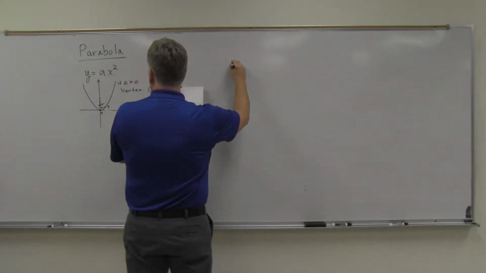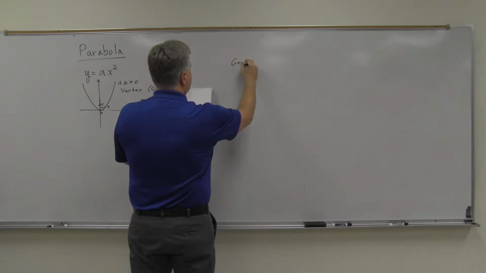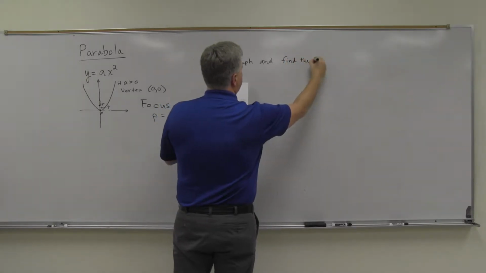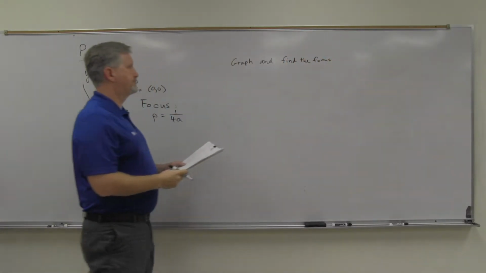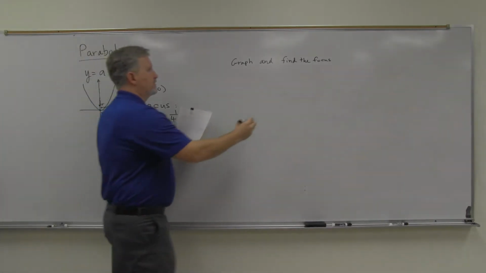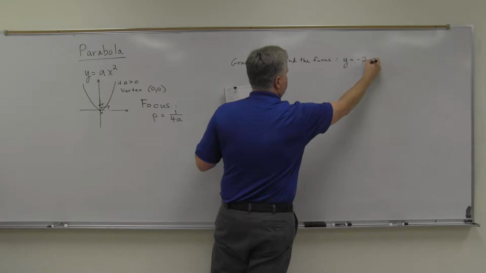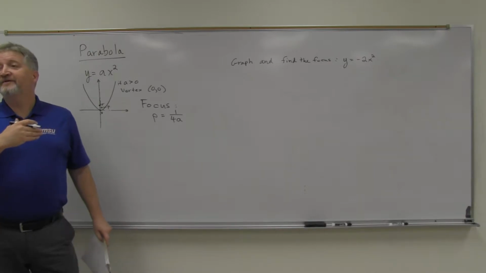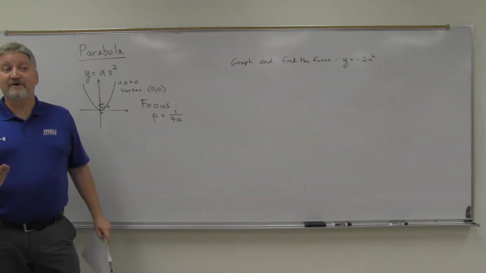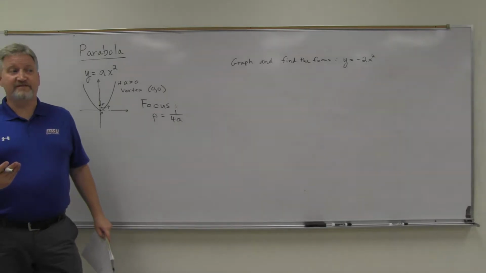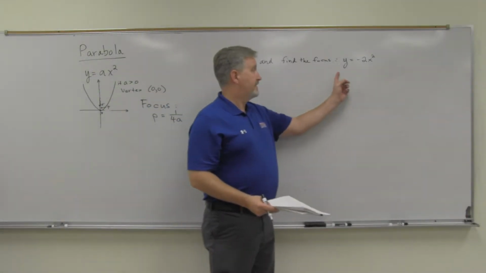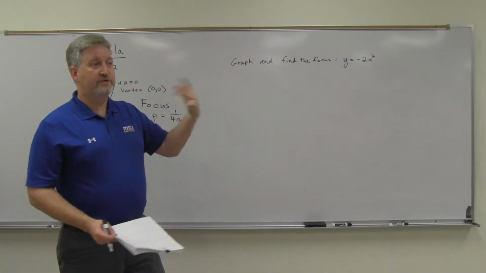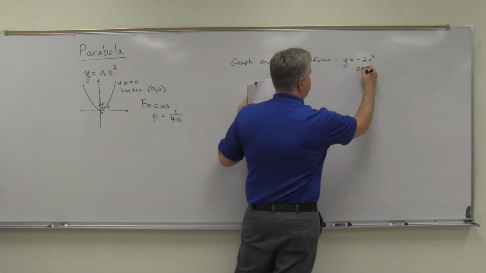All right, so let's graph this and find the focus. y equals negative 2x squared. We're fairly familiar with graphing these. Now, which way does this one open? Is this one sideways? This one's not sideways, because the sideways ones will have what? x and y squared, right? This is y and x squared. So that's our opening up or down, and so which way does this open? Opens down, okay. So it opens down.